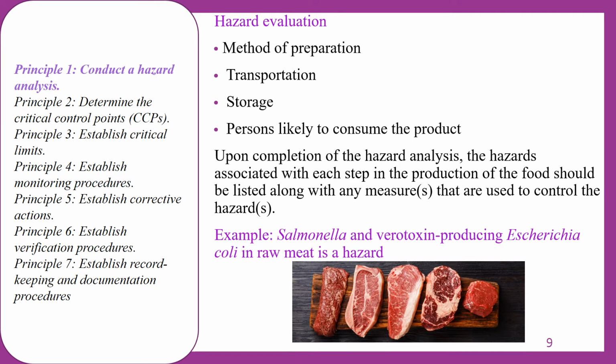For example, if a HACCP team were to conduct a hazard analysis for the production of frozen cooked beef patties, then enteric pathogens, which are Salmonella and Verotoxin producing Escherichia coli, in the raw meat would be identified as hazards. Cooking is a control measure which can be used to eliminate these hazards.